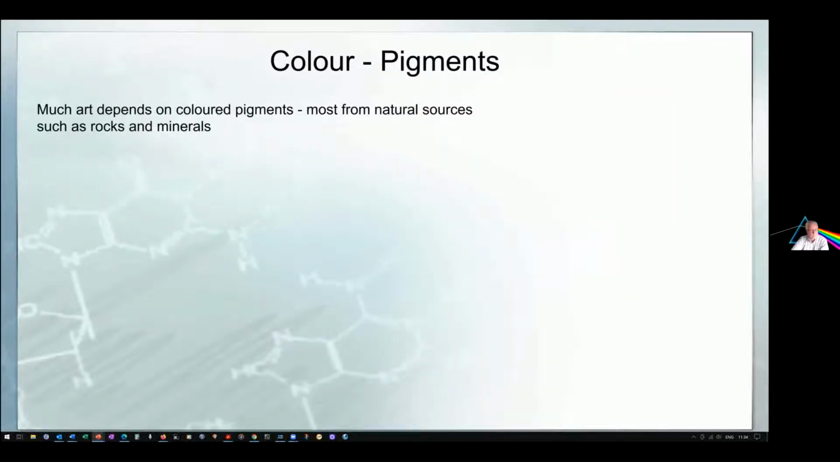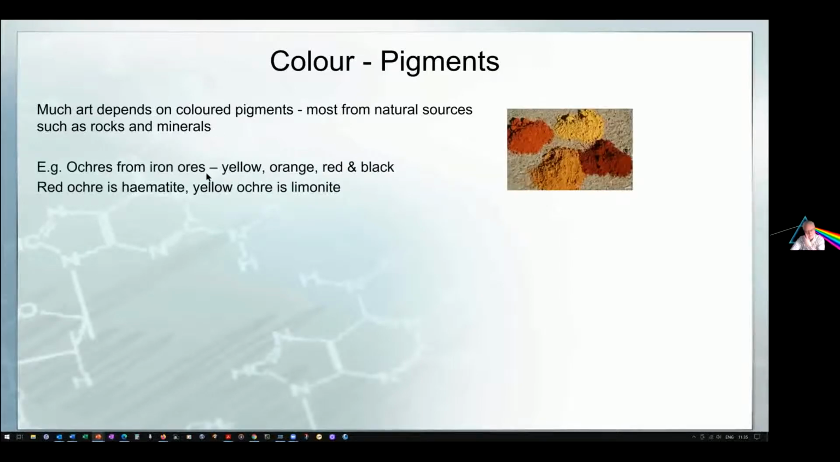Okay, now art obviously depends on things like coloured pigments, and most of them certainly traditionally came from natural sources. So iron oxide was one of the very earliest. That goes back to over 80,000 years in human history. And you get a range of colours with iron oxide: yellow, orange, red and black. Black, though, we typically obtain from wood charcoal.